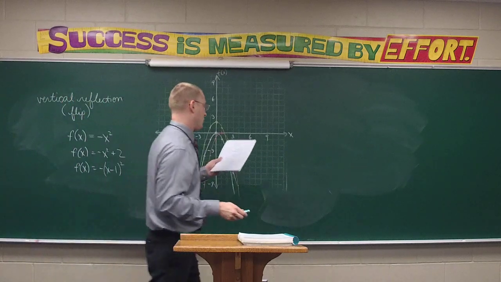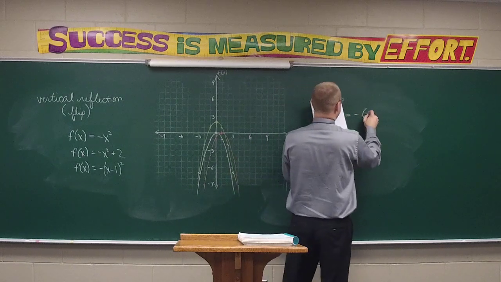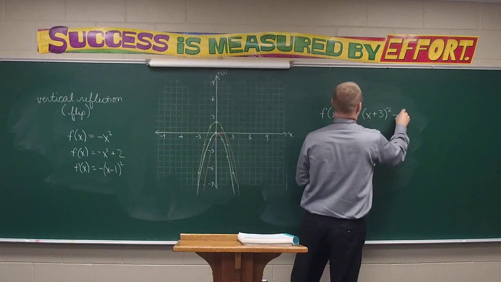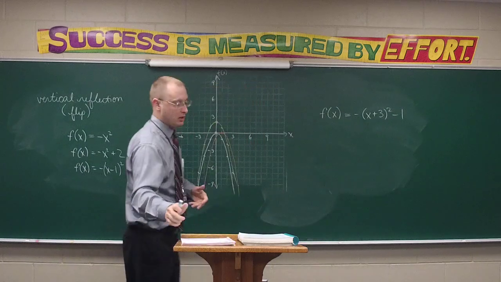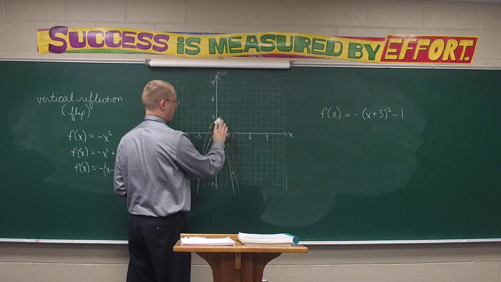So at your seats, I want you to set up a new Cartesian plane, and I want you to graph f of x equals negative x plus 3 squared minus 1. You do this one at your seats while I erase the whale.